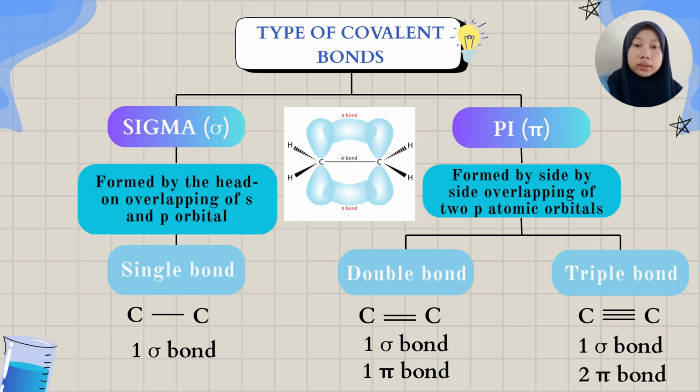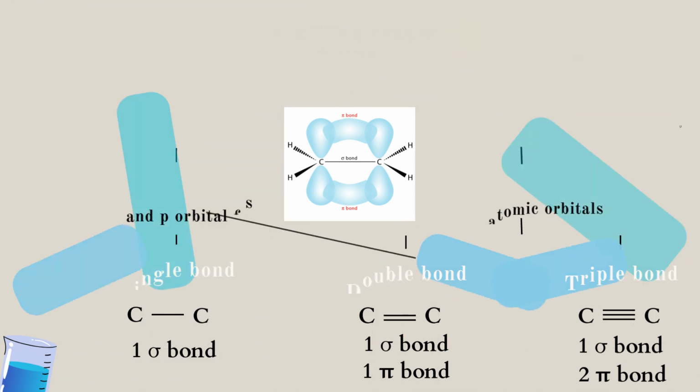A pi bond, on the other hand, is formed by the side-by-side overlap of two p orbitals. Pi bonds exist only in double or triple bonds. A double bond has one sigma bond and one pi bond, while a triple bond has one sigma bond and two pi bonds. This shows that a sigma bond is always formed first before any pi bond.